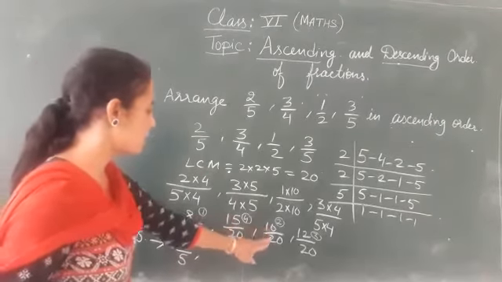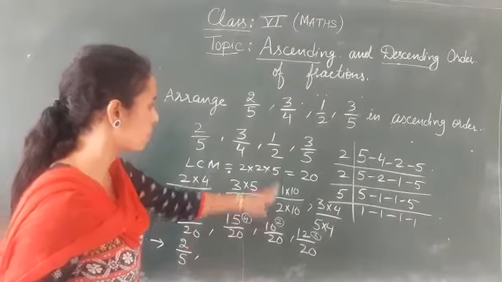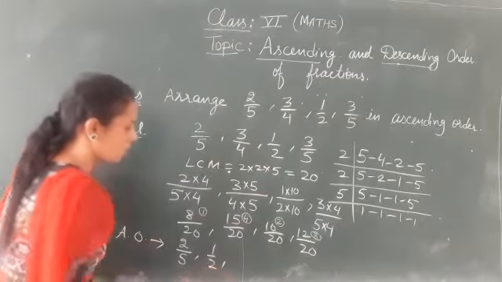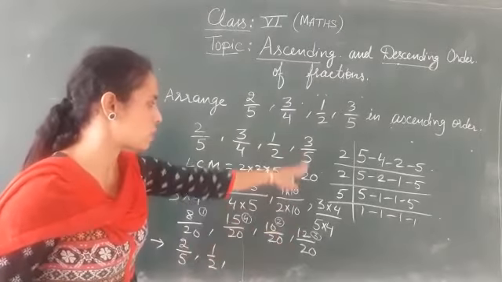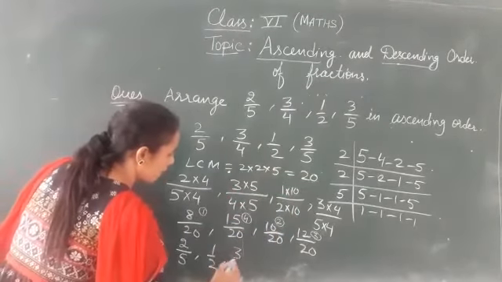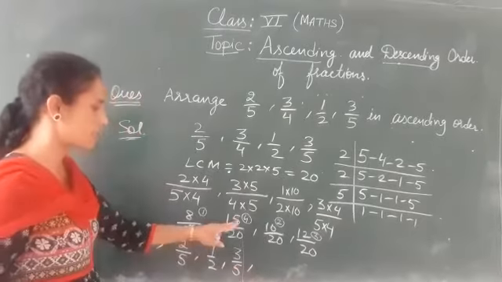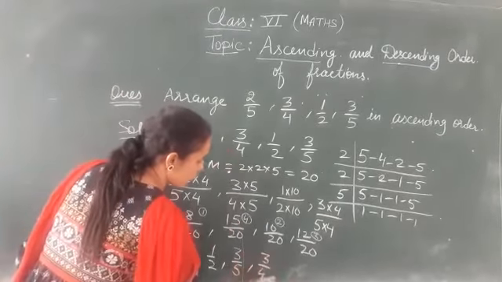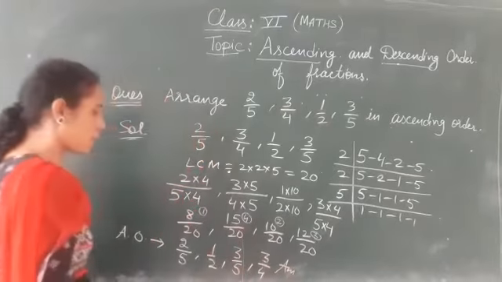Then the second one is the third fraction, 1, 2, 3. So third in this question is 1 by 2. Third number is the last one. So this is 3 by 5. And last, the biggest one, is the second one. So that is 3 by 4. So this is your ascending order.